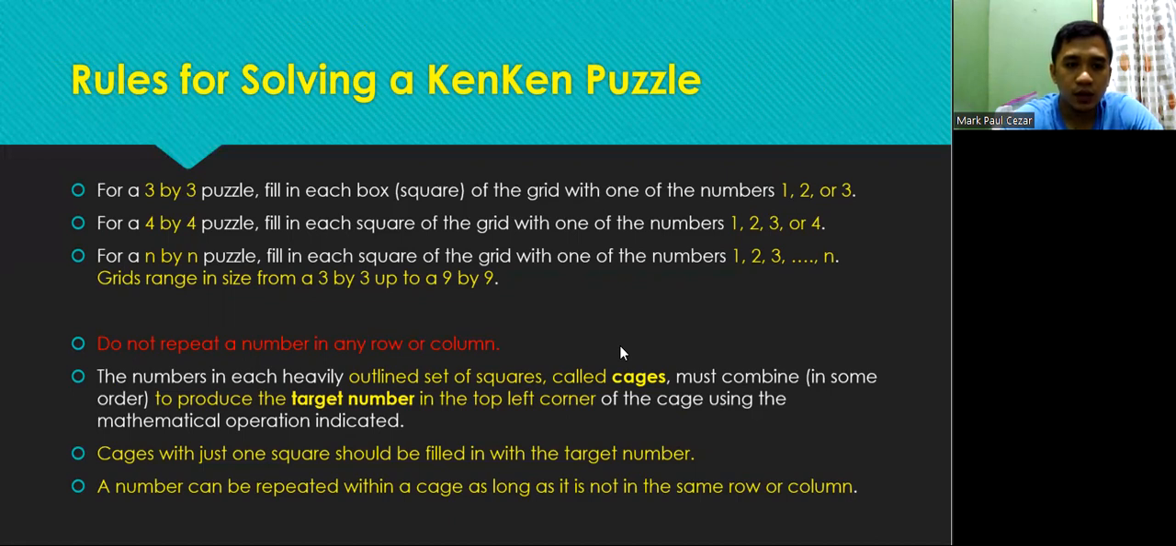Cages with just one square should be filled in with the target number. So if we have cages with one square only, it is given that the target number should be filled in that cage or box already. A number can be repeated within a cage as long as it's not in the same row or column. The important part here is that we shouldn't have any repeated number in any row or any column.